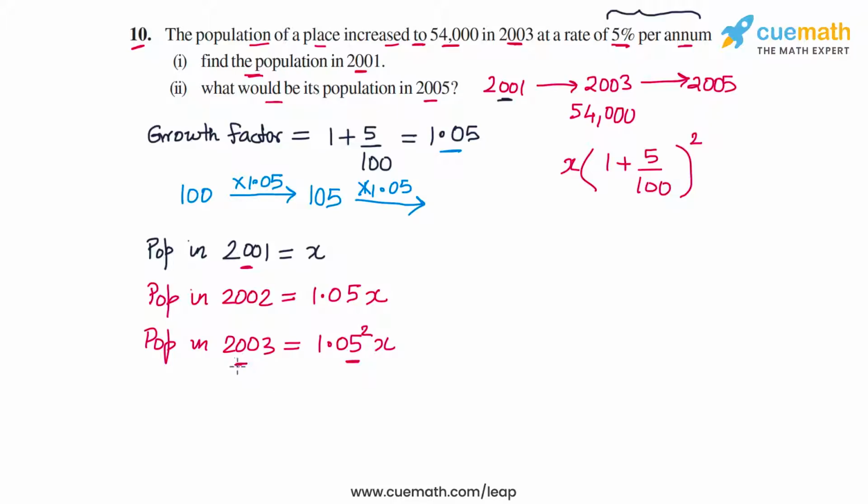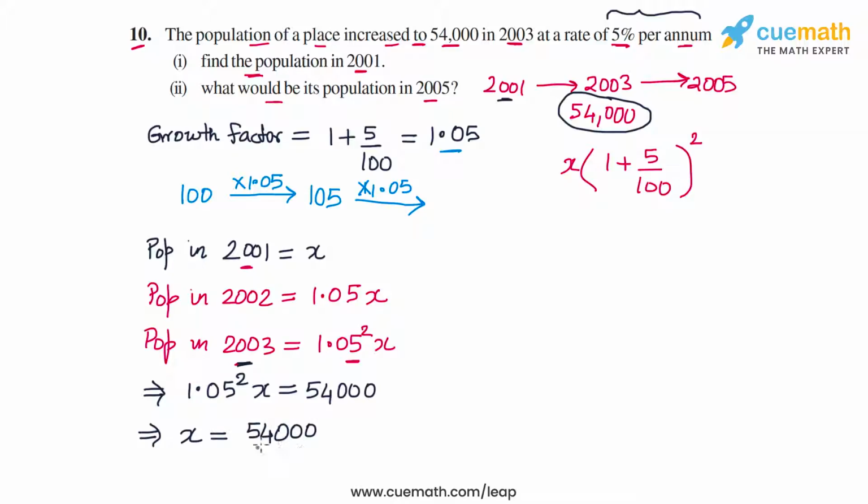But we also know that the population in 2003 is 54,000. This is given to us. So from here we can equate the two expressions. So 1.05 square times X must be equal to 54,000, and from here we can find our value of X. So X will be 54,000 by 1.05 square.